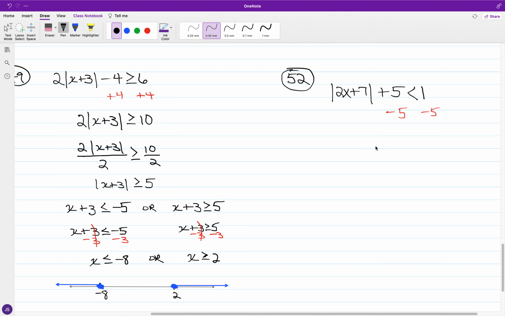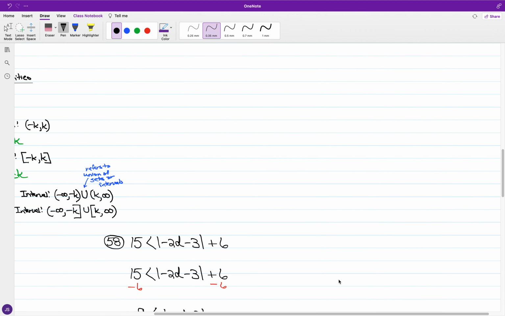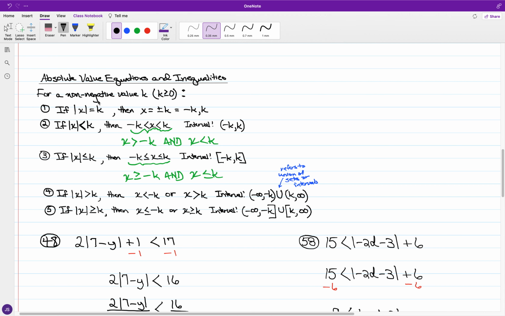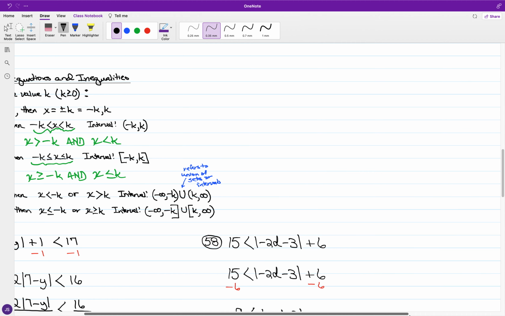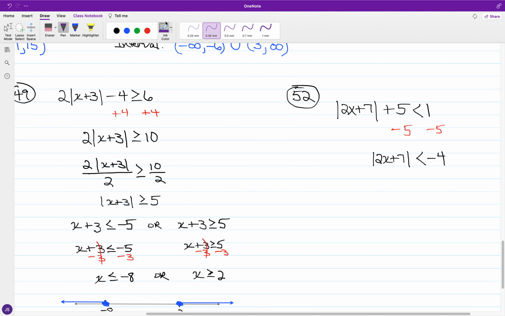So upon subtracting 5, we got the absolute value of 2x plus 7 is going to be less than -4. Now we have the absolute value of x represented by the absolute value of 2x plus 7, and k is -4. But again, going back to our fundamentals, that which represents k should be a non-negative value. So k can be 0 on up, but it can never be negative. And so in consequence, because of the negative sign, it's going to turn out that there will be no solution.